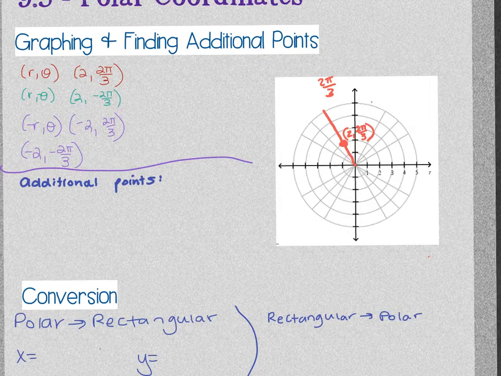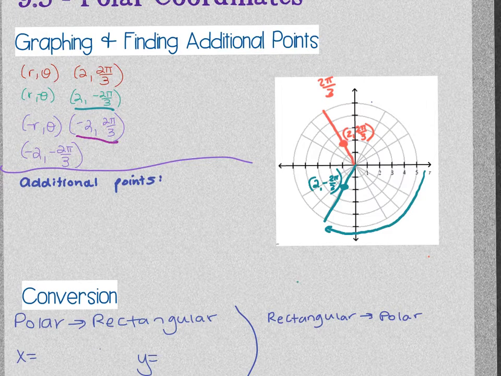Then, let's switch color. This one is (2, negative 2 pi over 3). Now I'm going to work in the opposite direction. This would be negative 2 pi over 3, which means I go to the second ring here, and put a point. Then comes (negative 2, 2 pi over 3). So I go back to where 2 pi over 3 is, which is up here, and instead of going toward where the 2 is, I'm going to count away from it, and that would be negative.